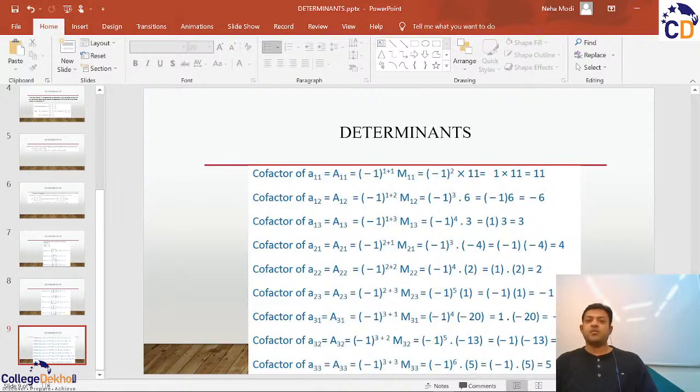Okay. So today we recapped the concept of minors of a determinant, and we did the cofactors of a determinant. So we studied minors and cofactors for a determinant. In the next session, we'll be carrying forward from the next topic.